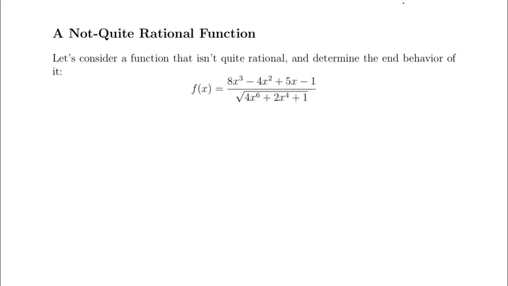We're going to consider this function. It is not quite rational, but it's close. We're going to determine the end behavior. What I mean by not quite rational is that we do have a polynomial on the top, and we have a polynomial on the bottom, but we have really the square root of a polynomial. And that square root is throwing off the rationalness of this function, because we don't actually have just a polynomial.